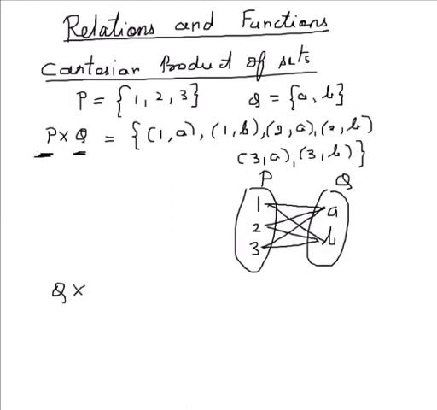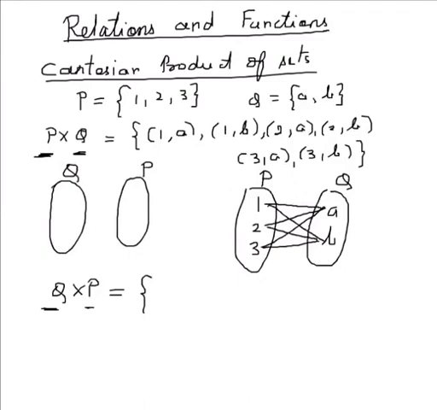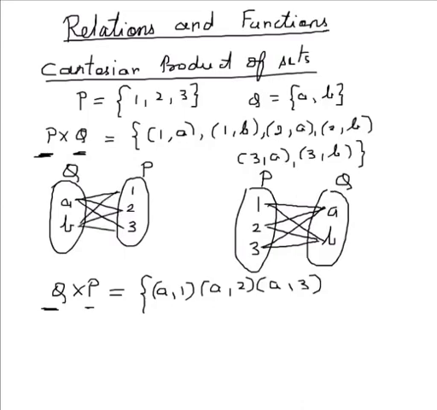Let us now write Q cross P. This is also the set of all ordered pairs, but the first element should be taken from set Q and the second element from set P. So in that case, I take this figure with set Q first and then P. Q's elements are A and B. P's elements are 1, 2 and 3. So I write the ordered pairs A1, A2, A3 and then B1, B2, B3.